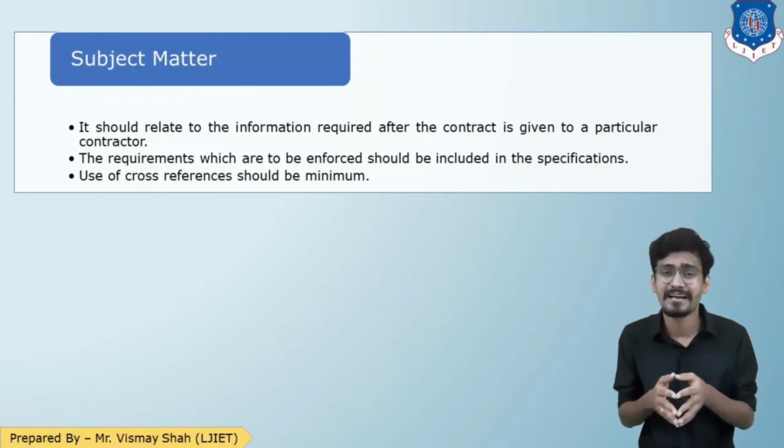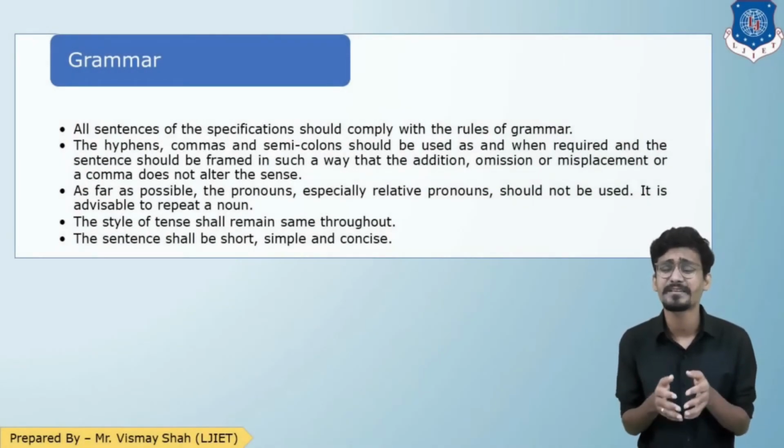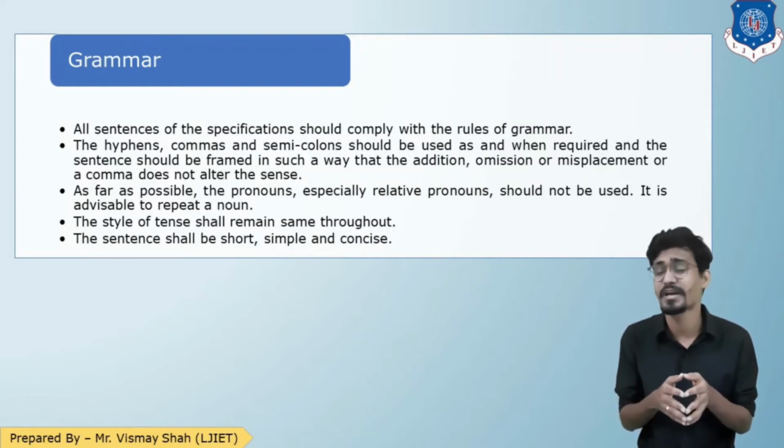The second is grammar. Let us see. All the sentences of the specification should comply with the rules of grammar. The hyphens, commas, and semicolons should be used as and when they are required in a sentence. And the sentence should be framed in such a way that the addition or subtraction of a minor comma should not alter the meaning of the sentence.